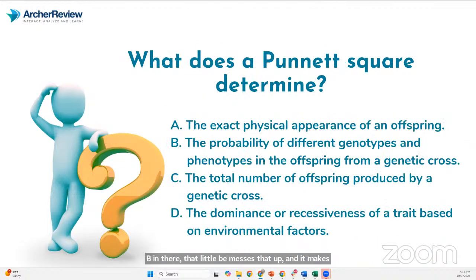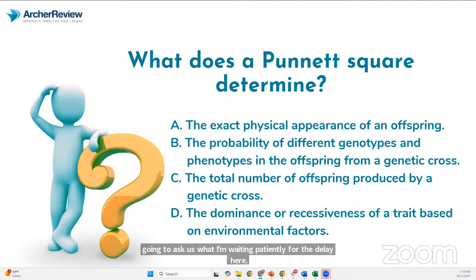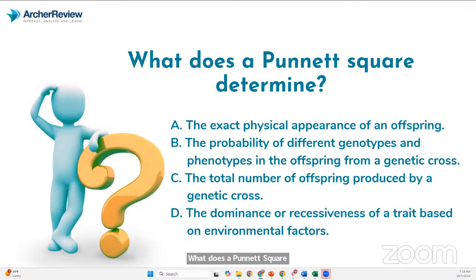All right, our final one of the night, folks. It's going to ask us, I'm waiting patiently for the delay here. What does a Punnett square determine? A, the exact physical appearance of an offspring. B, the probability of different genotypes and phenotypes in the offspring from a genetic cross. C, the total number of offspring produced by a genetic cross. Or D, the dominance or recessiveness of a trait based on environmental factors. You've got 45 seconds.